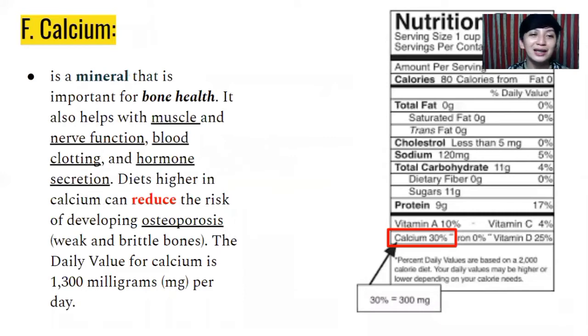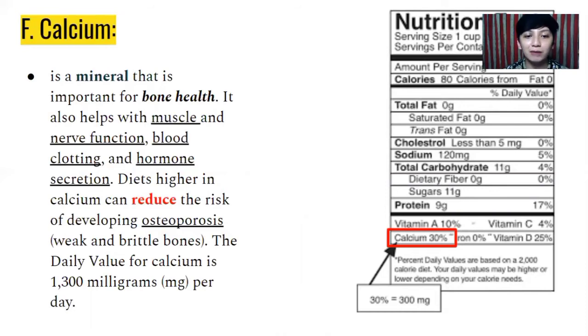And letter F, we have calcium. It is a mineral that is important for bone health. It can also help us with muscle and nerve function, blood clotting, and hormone secretion. Diets higher in calcium can reduce the risk of developing osteoporosis, meaning to say the weakening of the bone at your, what do you call this? Usually located at your back, okay, your backbone. It can weaken and it can make your bones brittle, madaling masira at marupok.